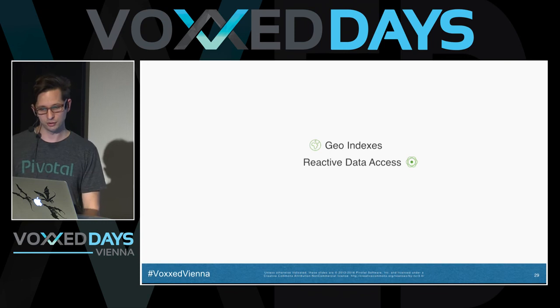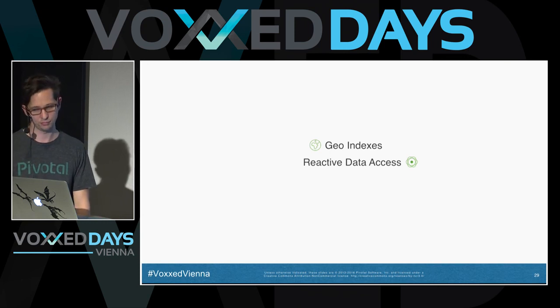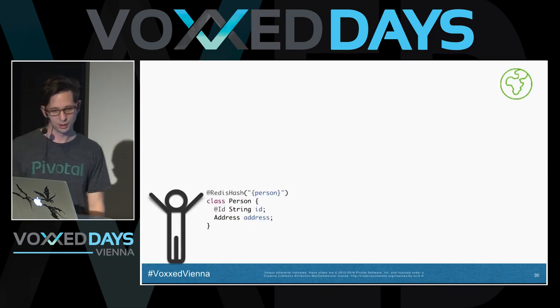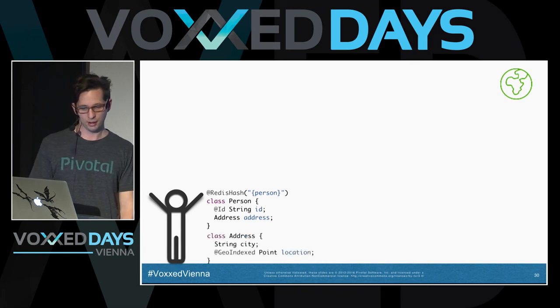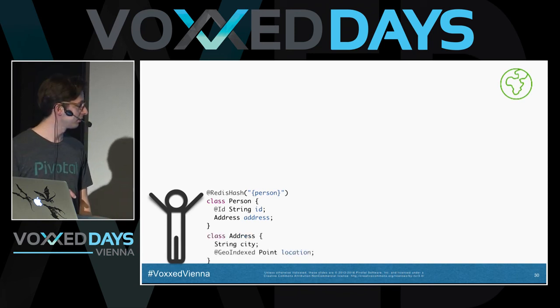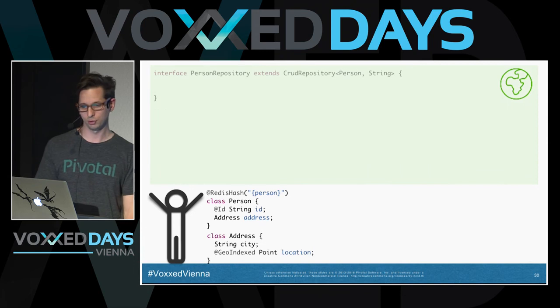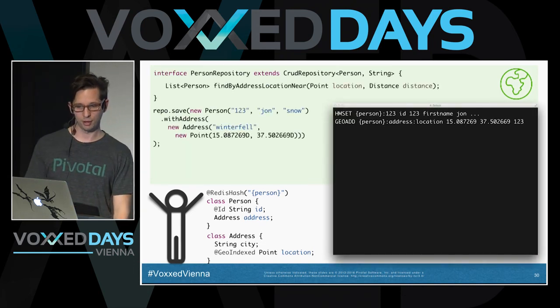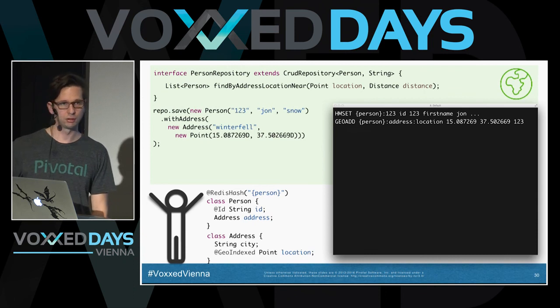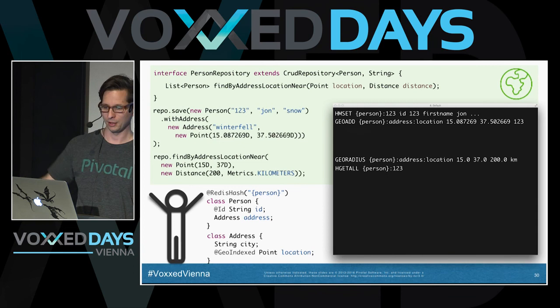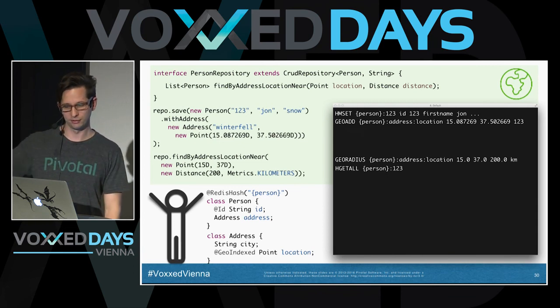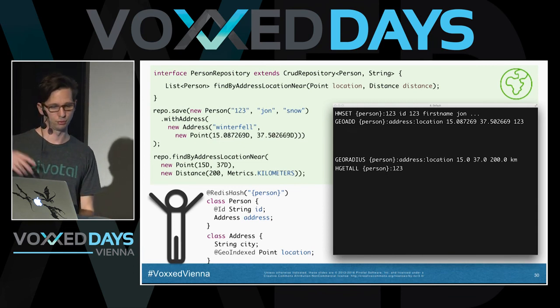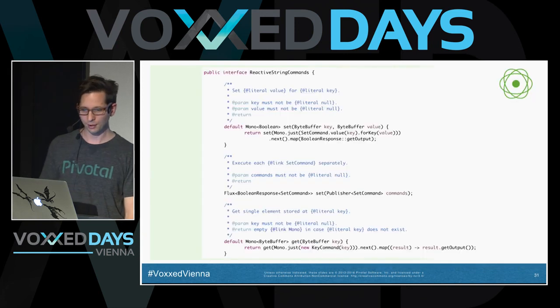Next will be geo indexes, so that you have Spring Data repositories that you can have a geo index set up on a point, which would allow you then to just have, let's say, a derived find by address location near you, give it a point and a distance, and it will execute the georadius command for you given the distance and what have you, and just return you all of the results.